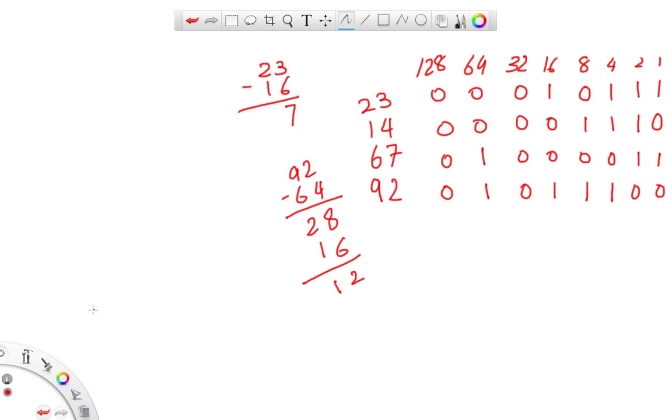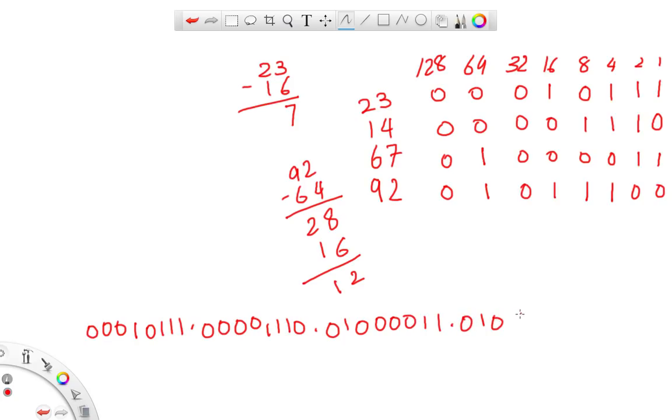Now let's put this in the IP address. So you're having 0, 0, 0, 1, 0, 1, 1, 1. And then you're having 0, 0, 0, 0, 1, 1, 1, 0. Then 0, 1, 4 zeros, 1, 1. And 0, 1, 0, 1, 1, 1, 0, 0.